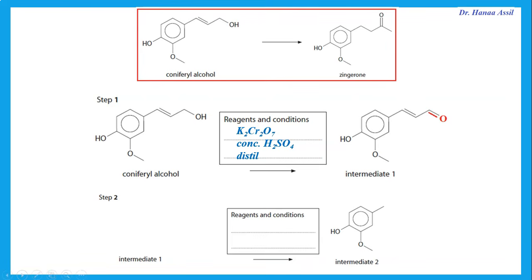So I need to say that we're doing distillation in order to end up with an aldehyde. So that is the first step, and then this aldehyde I can react with Grignard. So we're starting now with the aldehyde in step 2.